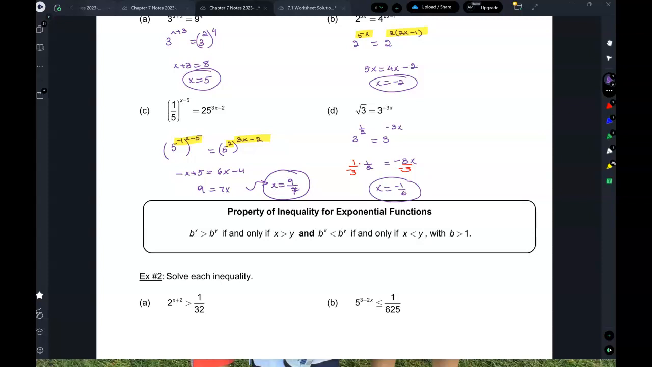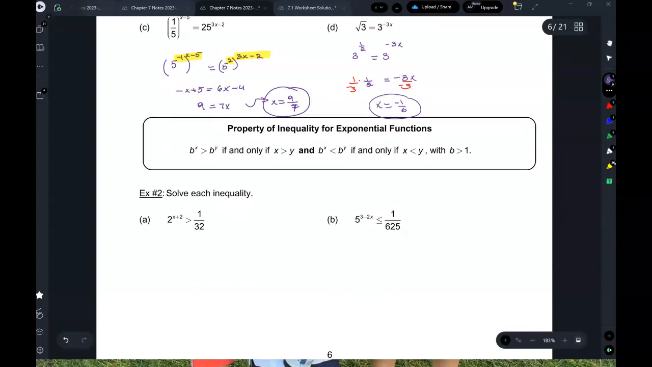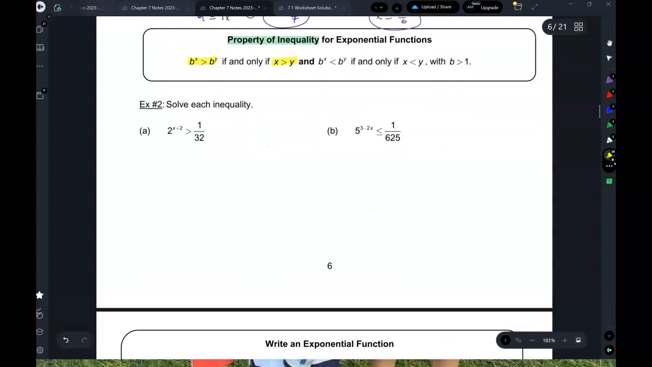Now, inequalities work in the same exact way. If I have b to the x greater than b to the y, if they're the same bases, then the inequality just transfers to the exponents. x is greater than y.